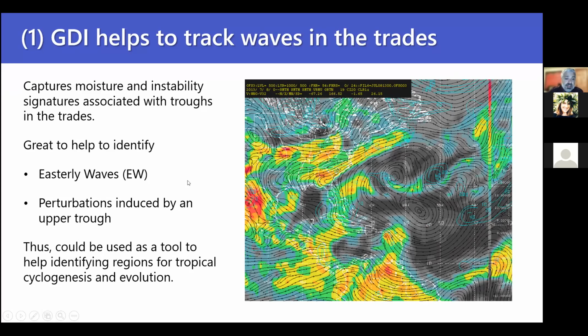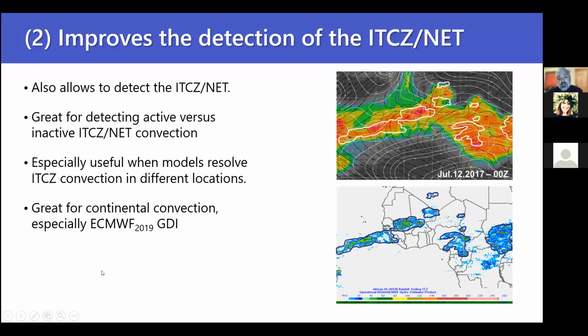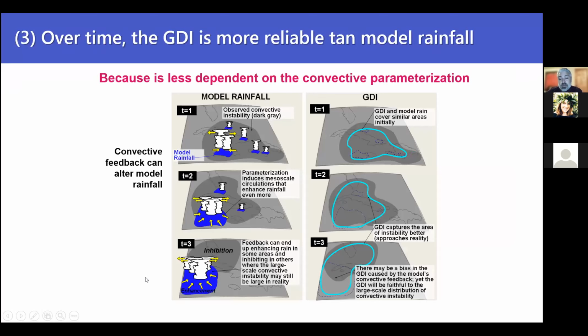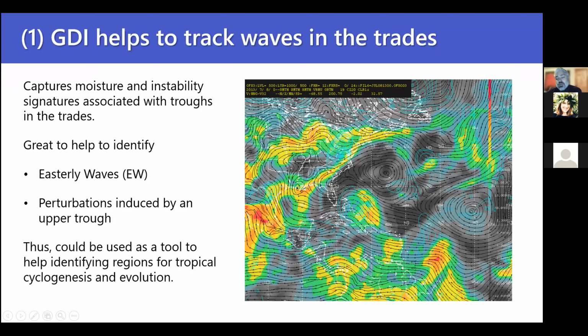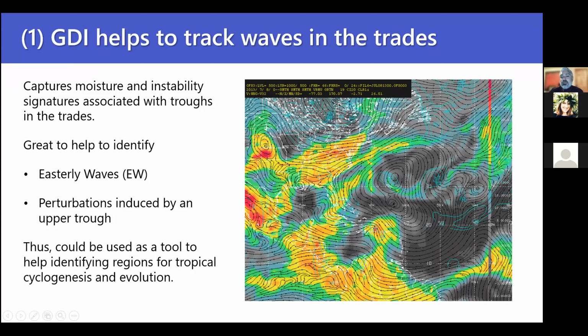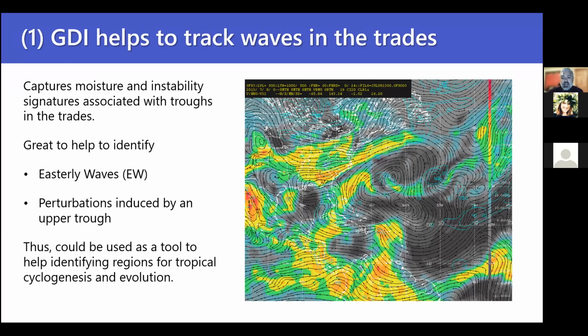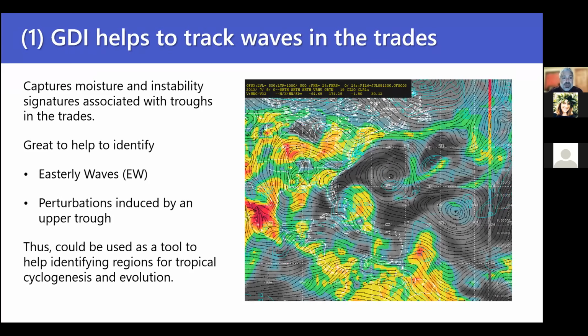And this could also be important to identify regions where you might get potential tropical cyclogenesis. Well, once you get into the cyclogenesis, it's a different story. The GDI will speak more about it, but at least it will show areas. What you want to see are areas with very, very high GDI and these circulations. So it's very useful for that.